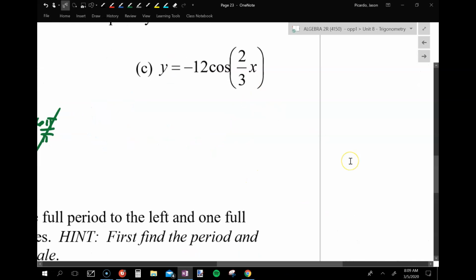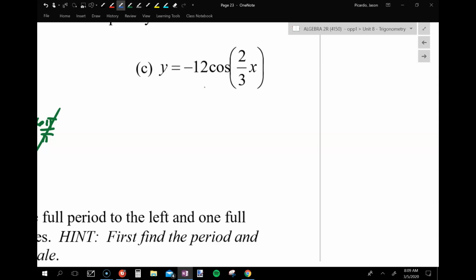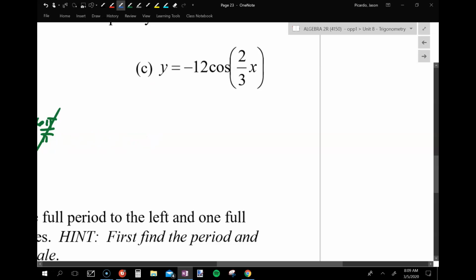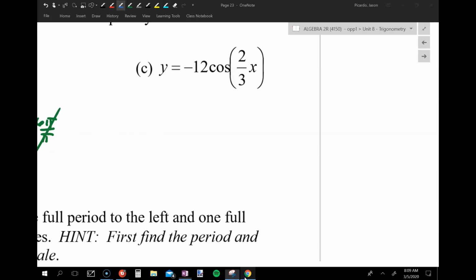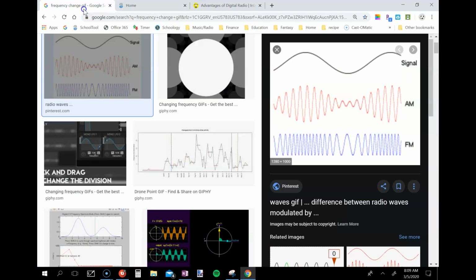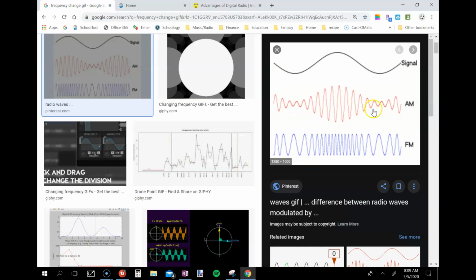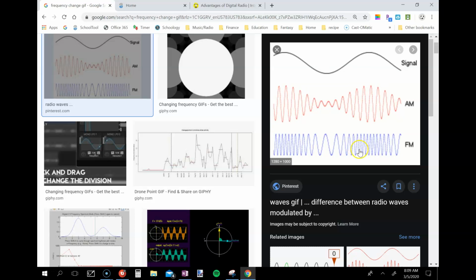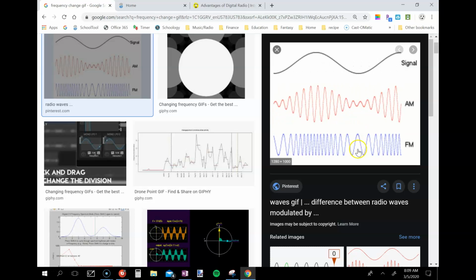All right, so I want to know the period of this one. Again, notice Jamie, do I care about this number in front, this negative 12? Does it have anything to do with the frequency or the period? No, all it does is affect the height. It's the difference from one of these to one of these. Changing the amplitude versus changing the frequency, okay?